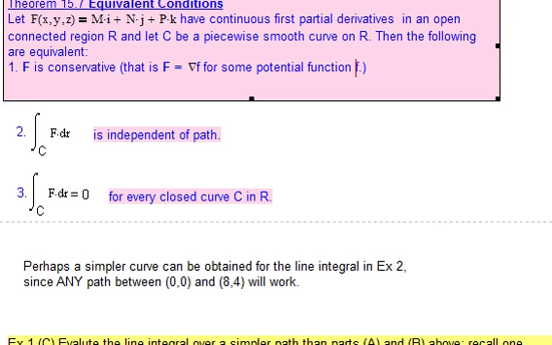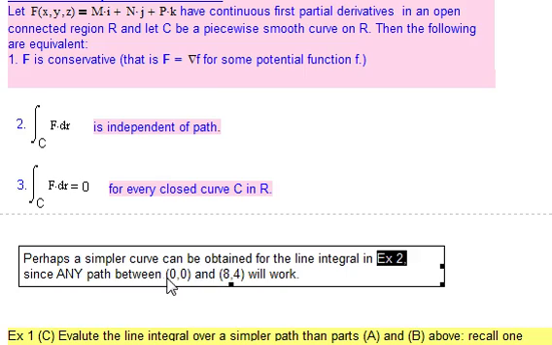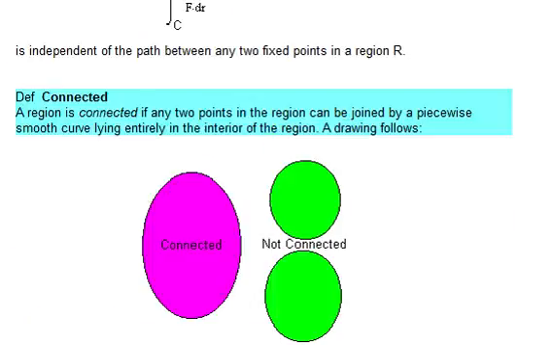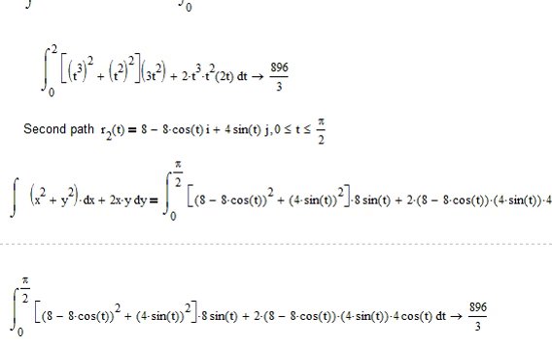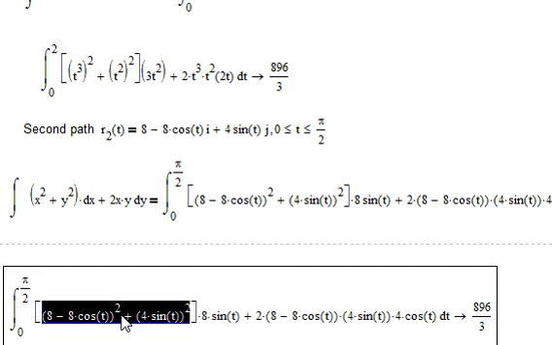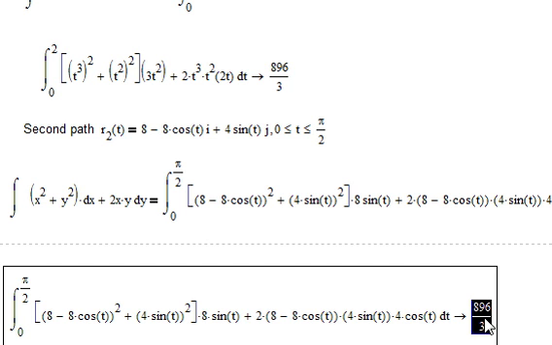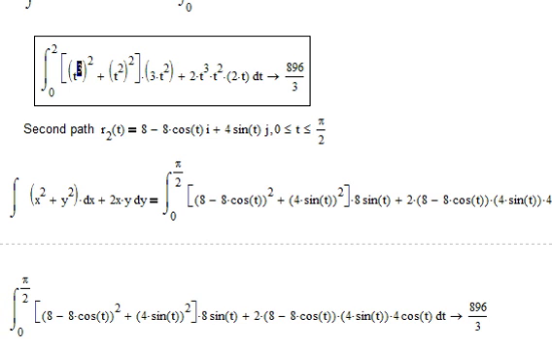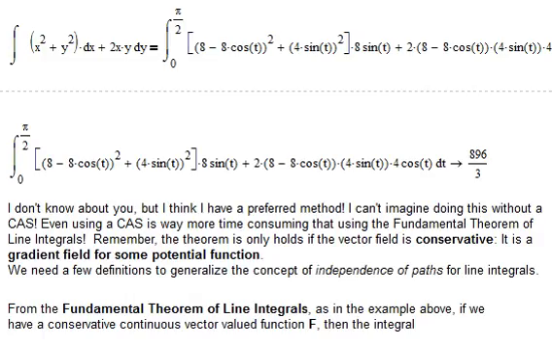So perhaps a simpler curve can be obtained for the line integral in example 2, since any path between 0, 0 and 8, 4 will work. Well, remember how complicated that one was? Where was it? Here, remember? We got 896 over 3. How horrible that was, right? And when we did it this way, it was even more horrible. I didn't even bother to do it. I just let my software take care of it and give me a numerical answer. That wasn't too awful bad, but there are paths that would have been nicer than that.